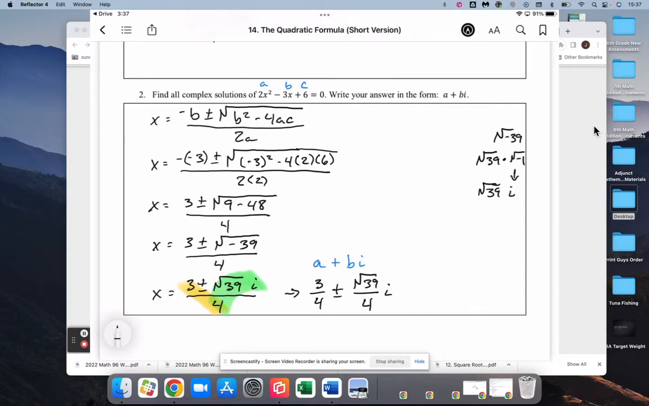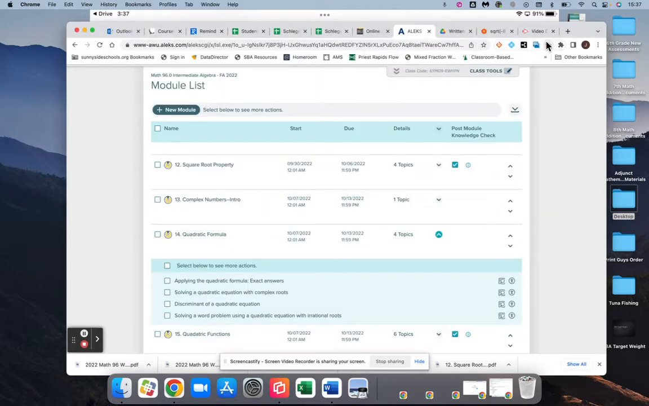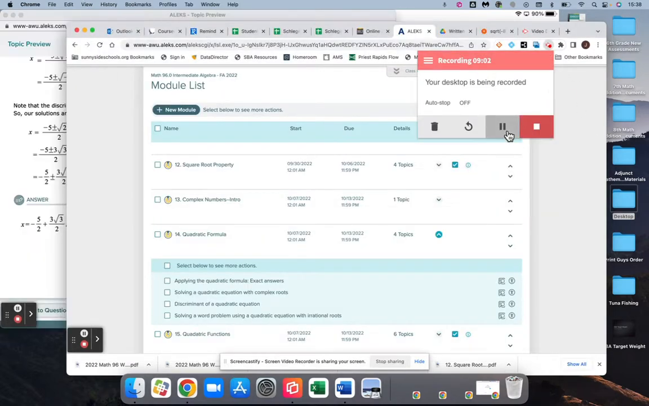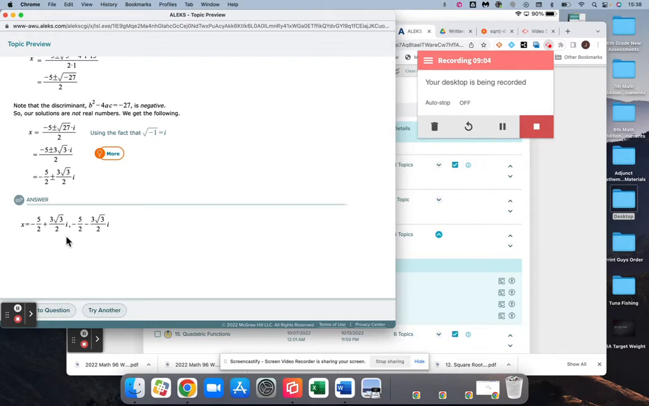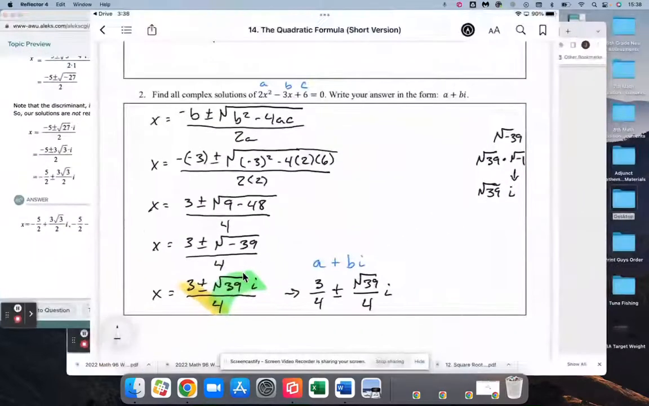And I'm just going to pause really quick and make sure that that's how Alex is going to want you to write it. I'll be right back. And so it does look like that's how Alex is going to want it. It looks like Alex might want you to split it into 2 separate equations instead of writing the plus minus like we've been doing, to separate it into both. And so I will do that as well.